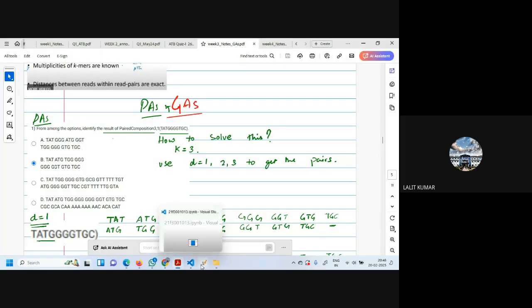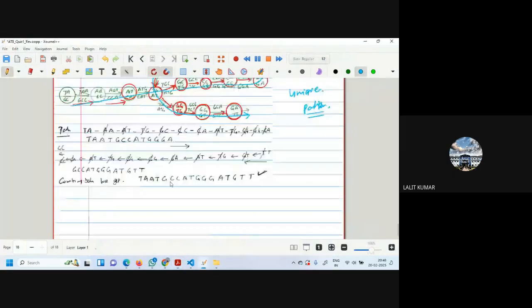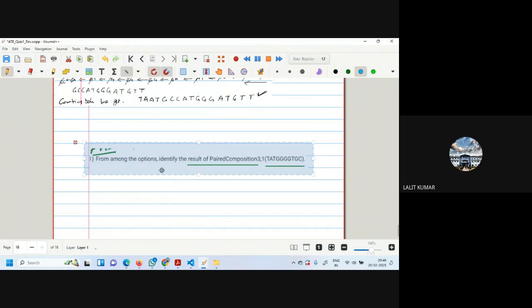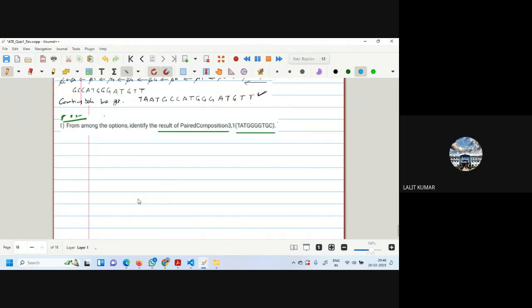I will just solve it here. This kind of question can come in the PYQ. Here in this 3-1, 3 is the K, so K is equal to 3, and this 1 is D, so D is equal to 1. So how to solve this? We take TAT, we leave one, D1, leave this, and take the second pair, GGG.